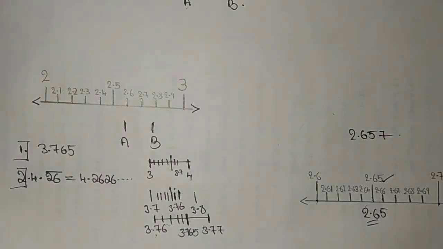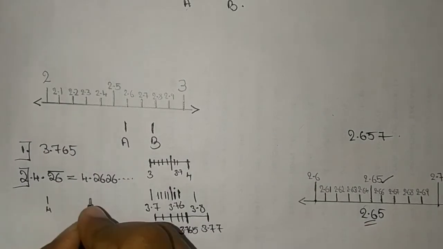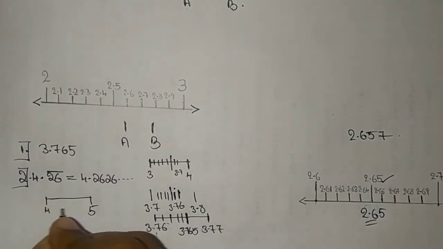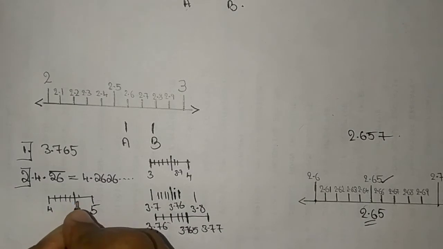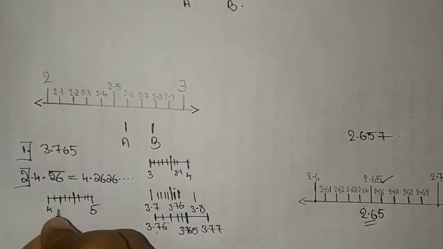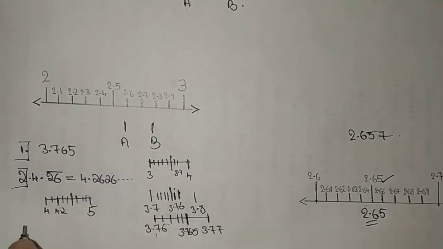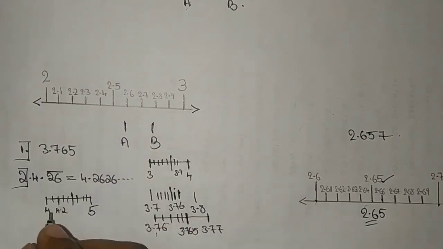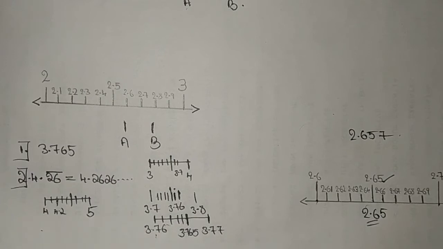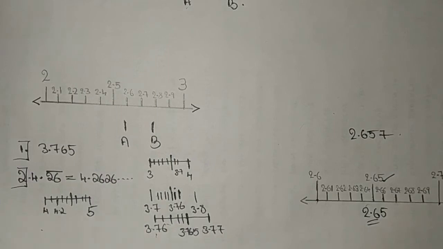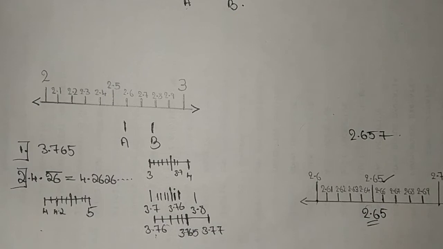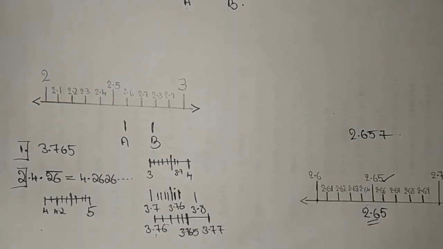Here also same thing. Take 4, 5. Divide into 10 equal parts. Second number is 4.2. You get one digit after the decimal point. Again 4.2 to 4.3, you get 4.26. Go on continuing. I hope you can do this. This is quite simple, and this gives the end of exercise 1.4.